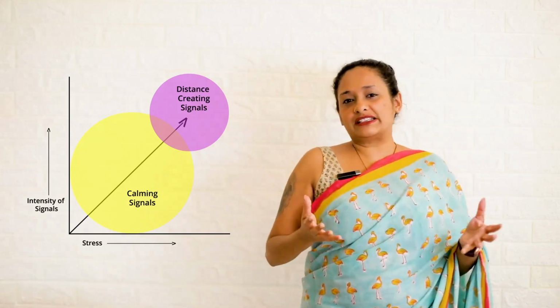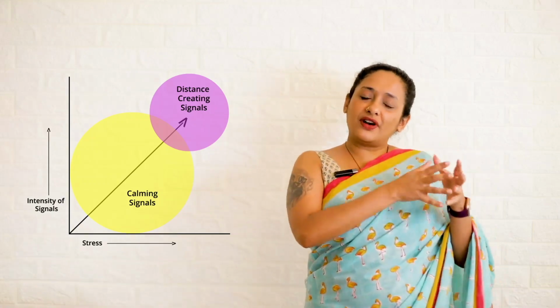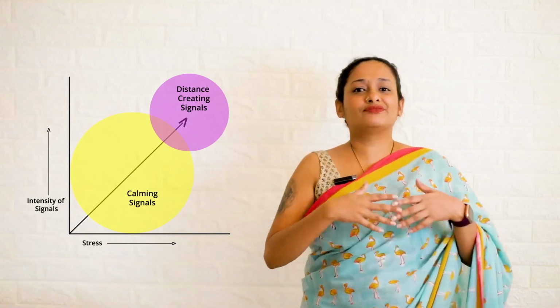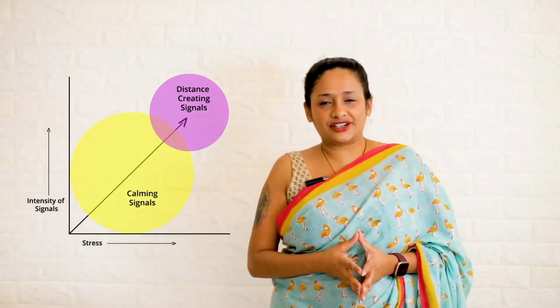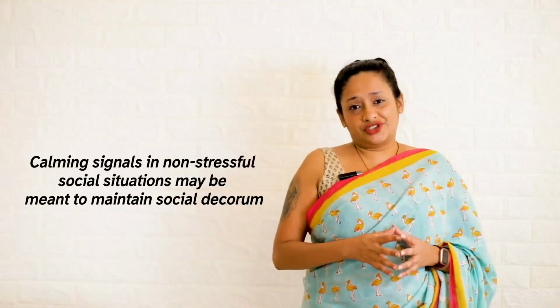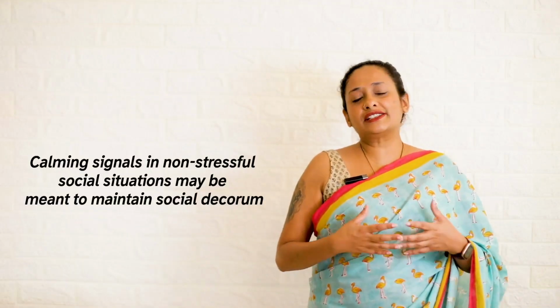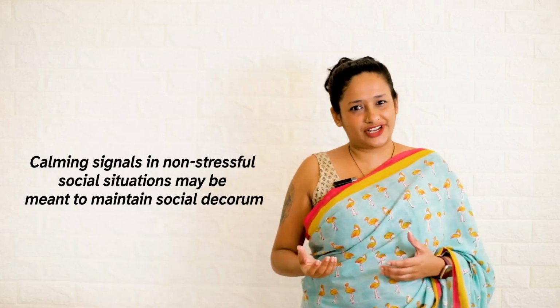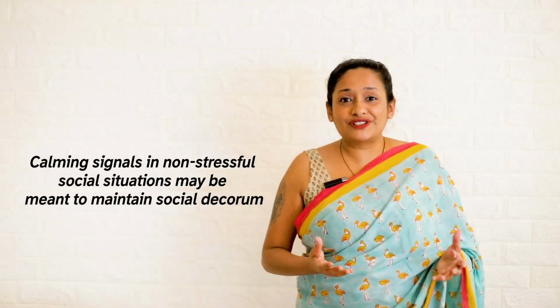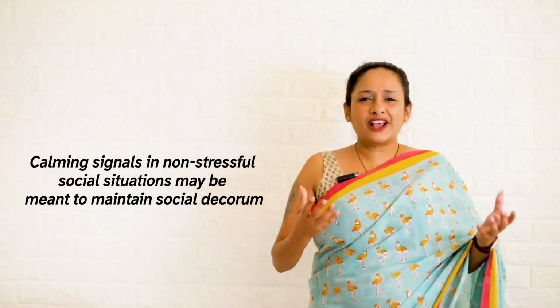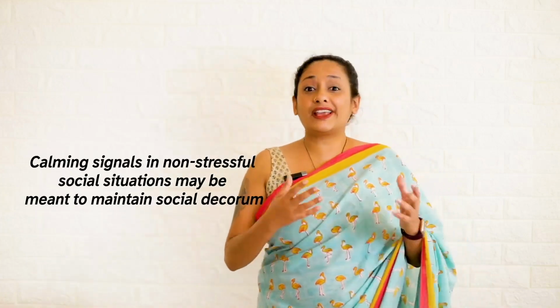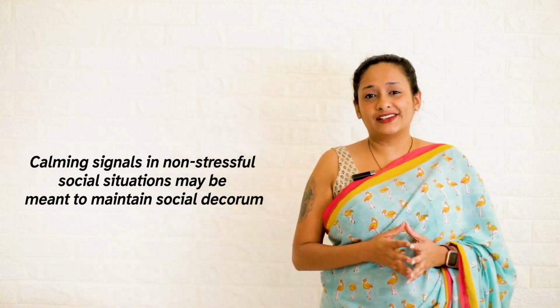So when it comes to calming signals, the contexts vary. At one end are no stress social interactions, and on the other end are quite tense social interactions. In the no stress social interactions, when the signals are used, it's probably meant for maintaining social decorum. So like we use hi, excuse me, thank you, sorry. So perhaps dogs use it to mean something like, hey, I come in peace, I want to be friends. It's not meant to be taken as a literal translation. I'm just trying to paint a picture for you.